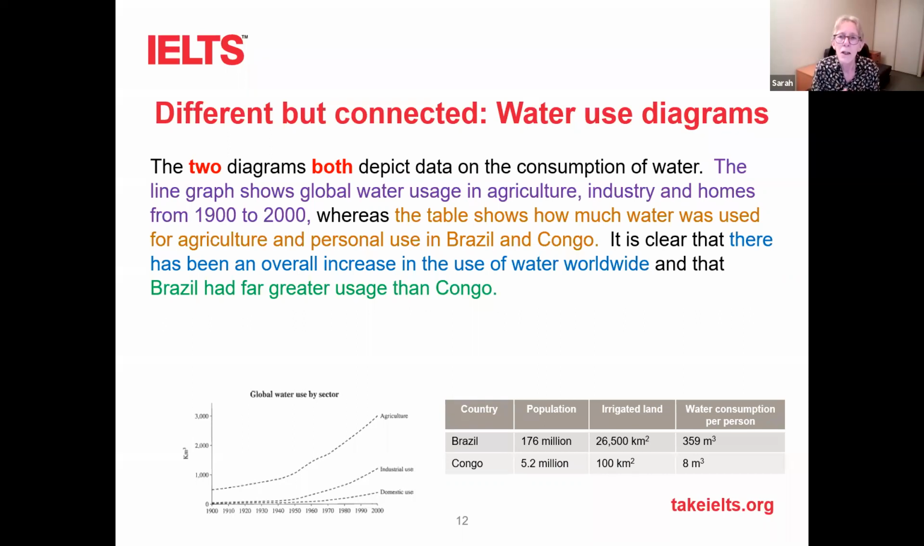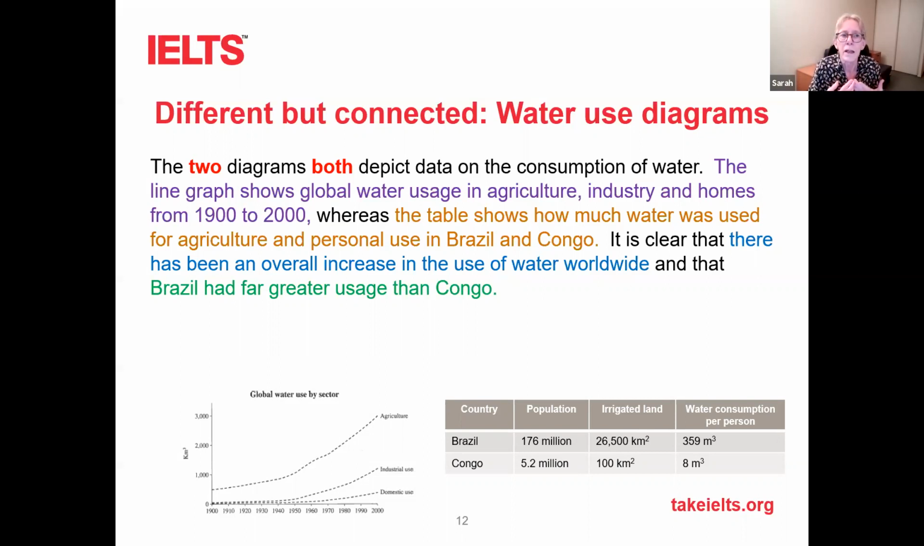Okay, so in the chat box, can you tell me what you think the information, the sentence in purple is? So the line graph shows global water usage in agriculture, industry and homes from 1900 to 2000. So what is that? What is that sentence? What's it telling us? Yes, Gula, Nadezhda, I'm not sure, Raymond, rephrasing. It's not the overview at the moment.